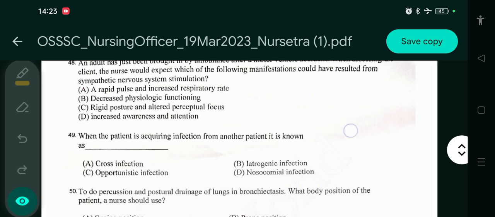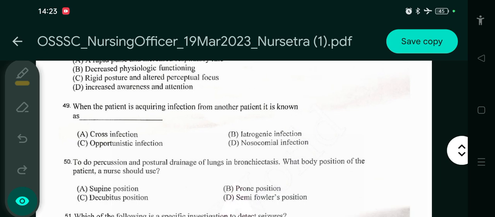Next question. When the patient is acquiring infection from another person, it is known as A, cross infection, B, iatrogenic infection, C, opportunistic infection, D, nosocomial infection. Here the correct answer is cross infection. If a patient has an infection from another patient, that is cross infection.